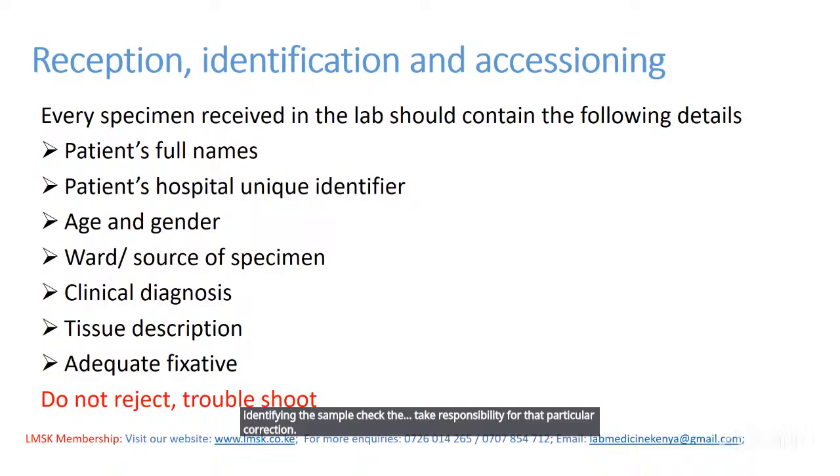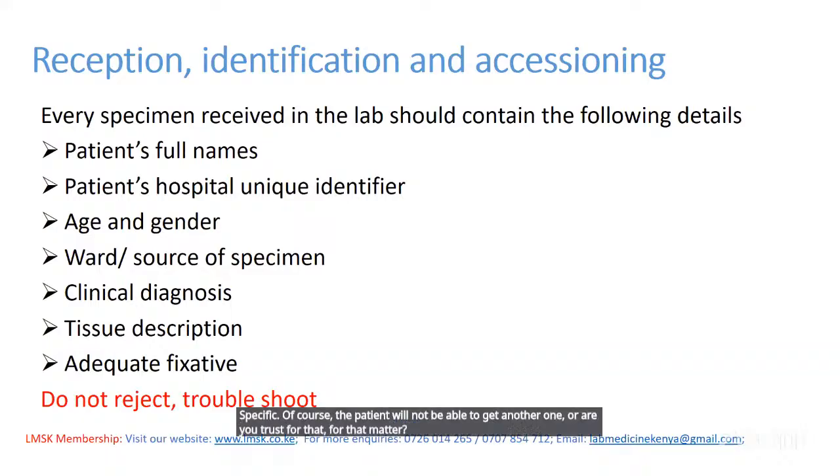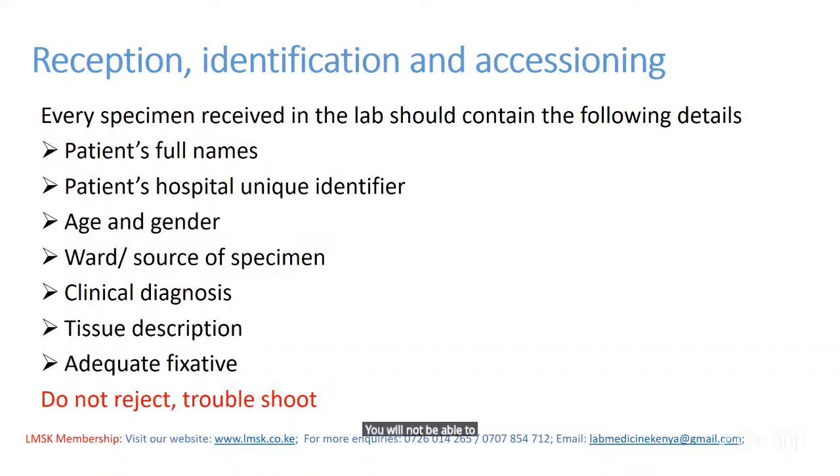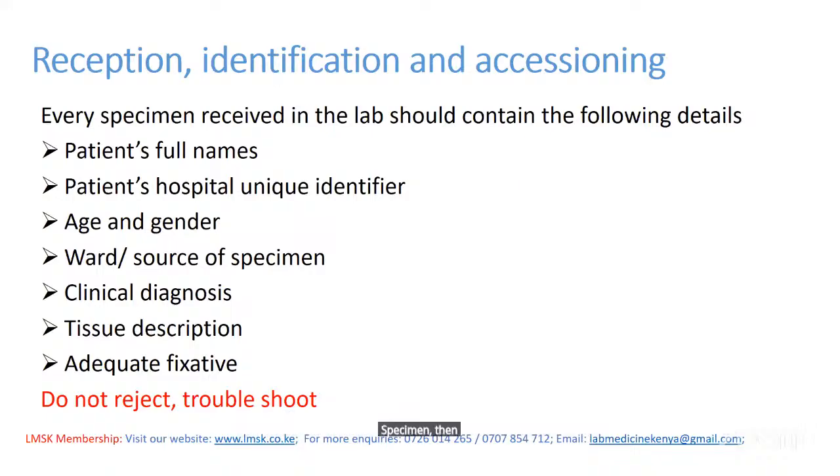If you reject, for instance, a whole mastectomy, that is a breast tissue specimen, of course, the patient will not be able to get another one, or a uterus for that matter. You will not be able to get another specimen. So you do not reject. Even if it's unlabeled, kindly try to locate the source of that particular specimen, then let them take responsibility and identify the specimen correctly.